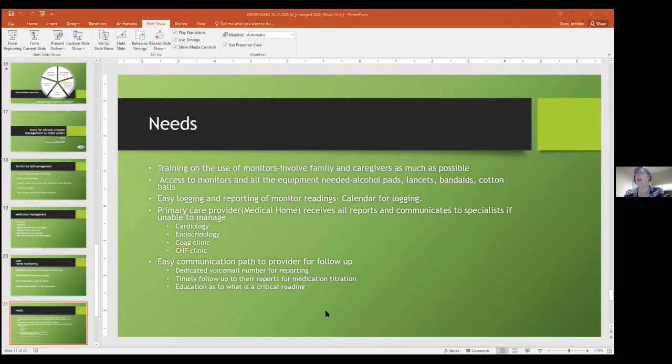They need to have an easy logging and reporting of their monitor readings, okay? So give them access to a calendar that they can write their numbers down on. Ideally, the primary care provider is their medical home, and the primary care provider manages all of these reports, and then communicates to the specialist as needed.